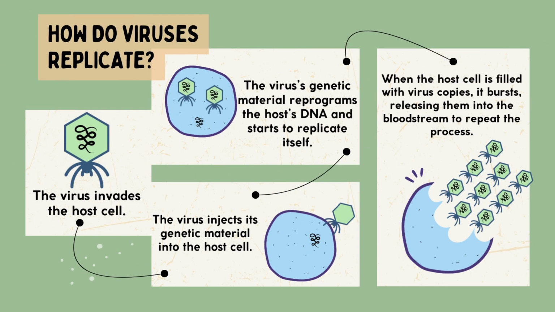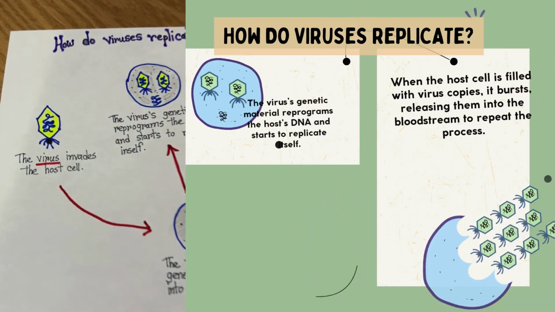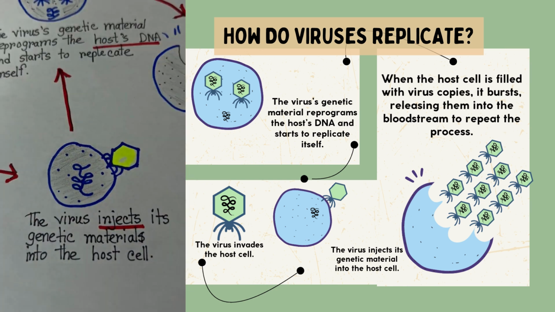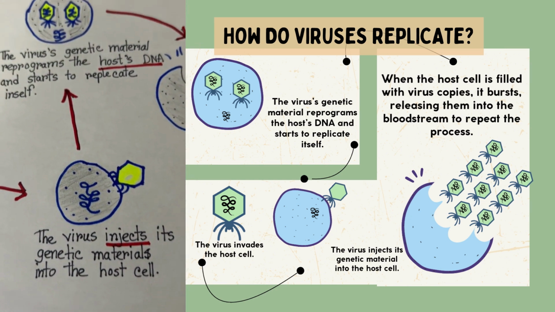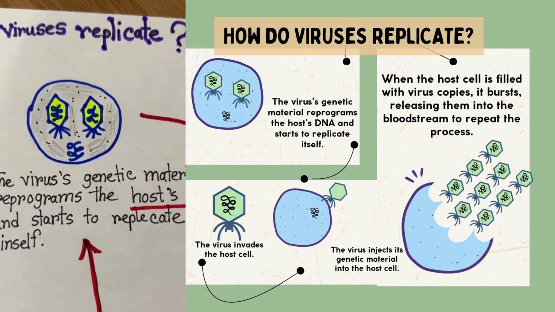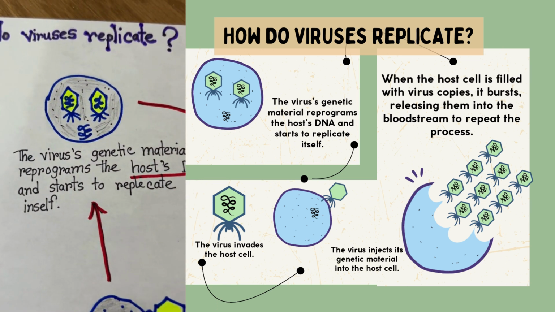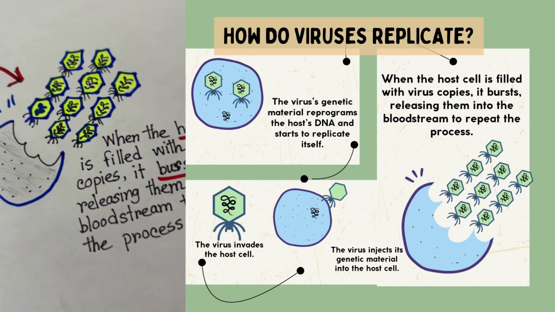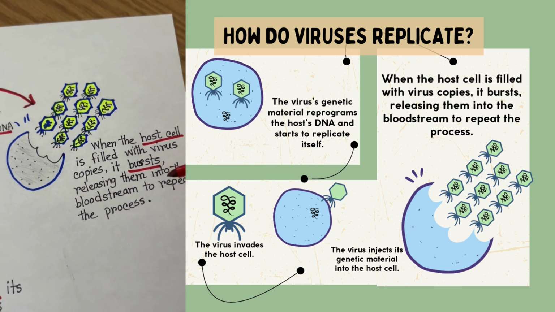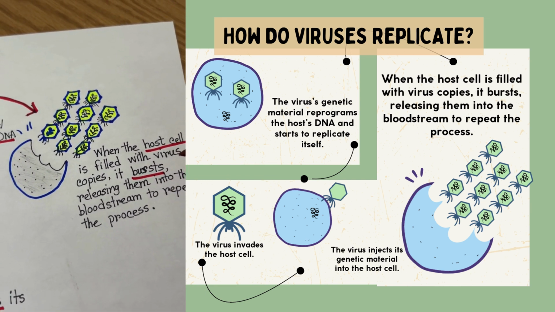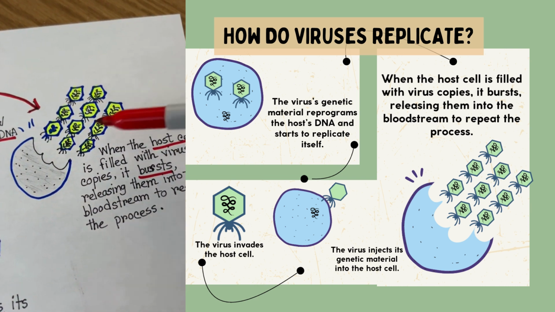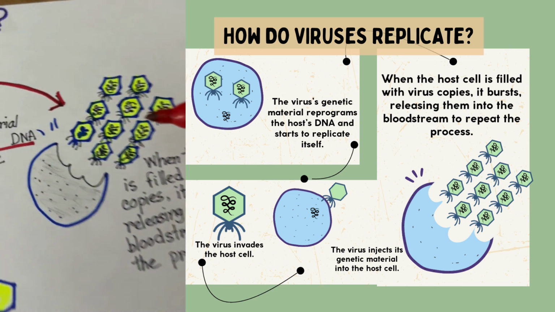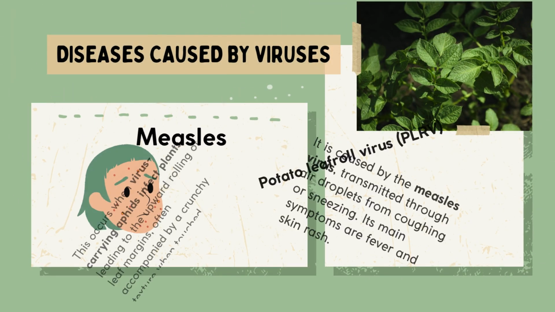How do viruses replicate? Here a virus invades the host cell and injects its genetic material into the host cell. The viral genetic material reprograms the host DNA and starts to replicate itself. Finally, the host cell is filled with virus copies, and it bursts, and all the viruses come out into the bloodstream to repeat the process.